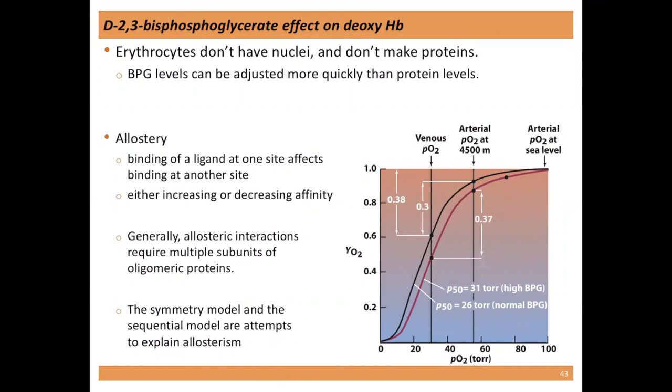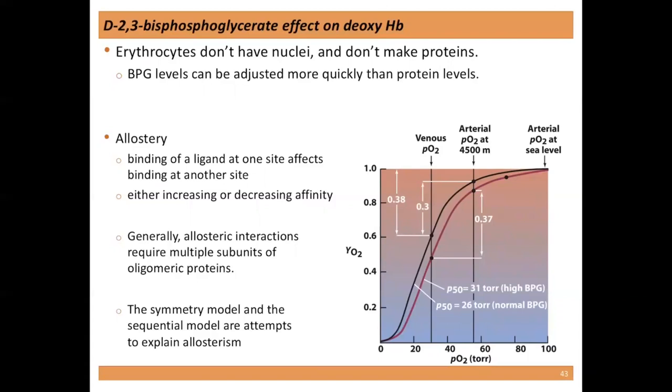I ended up leaving off talking about BPG, bisphosphoglycerate. Now, erythrocytes don't have nuclei and they don't make proteins. So essentially, the hemoglobin that they have in there, that's all that red blood cell is going to get. And so in your body, if you need additional oxygen, it takes a while to create those new and additional red blood cells. So what BPG can do is actually respond much quicker. It's a small molecule and it can be released to help us adapt to lower oxygen levels.